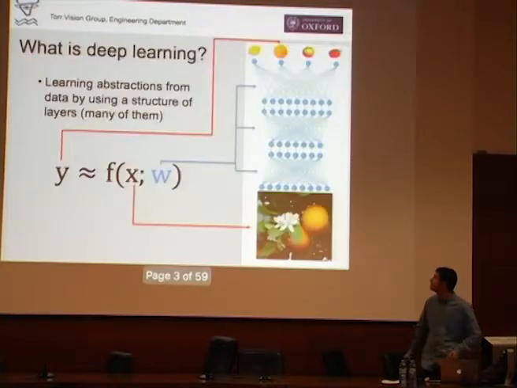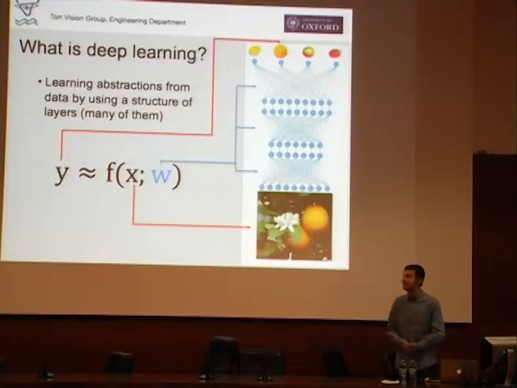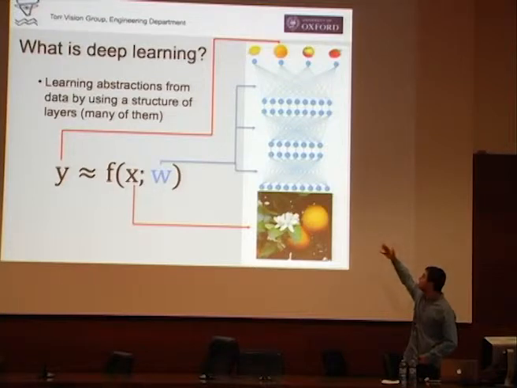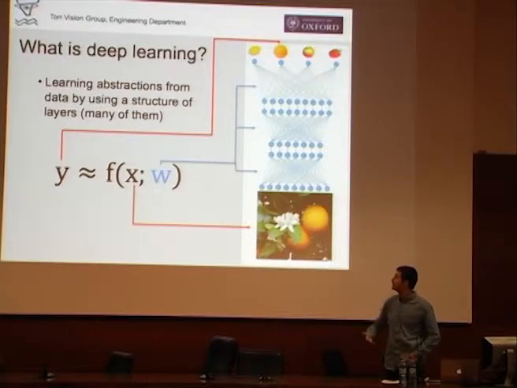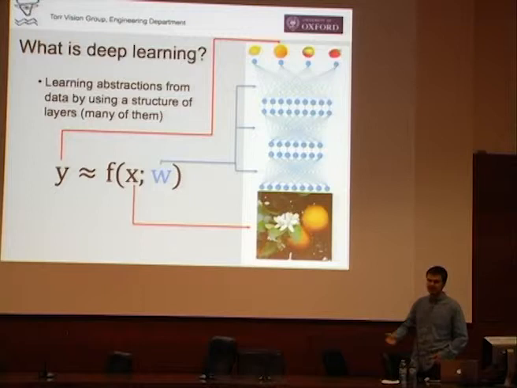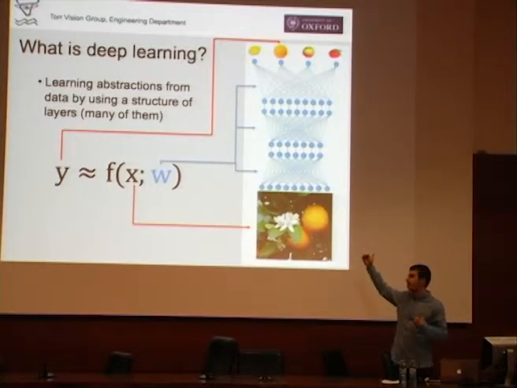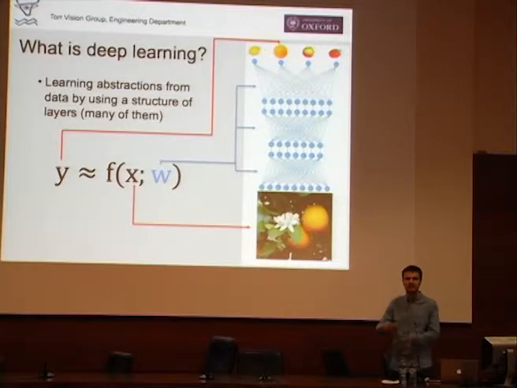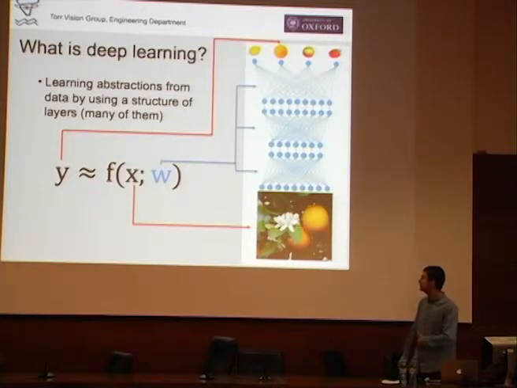Okay, so what is deep learning in general? The key point, as John was saying, is about learning abstractions from data by using a structure of layers, usually a stack, and usually also many of these layers. We have a big stack of them. Now here I'm going to focus on supervised learning along the talk.